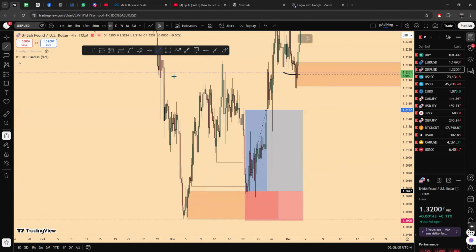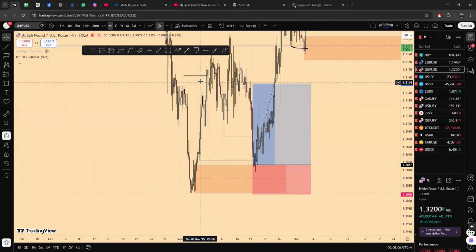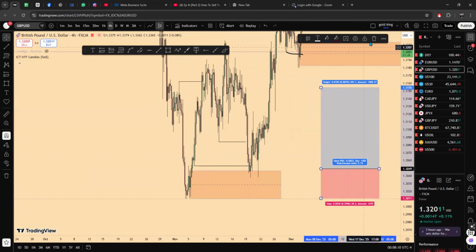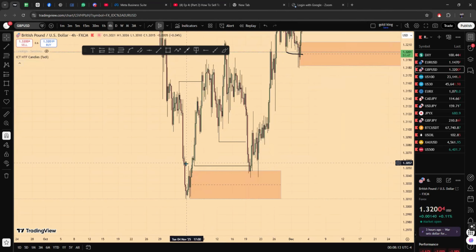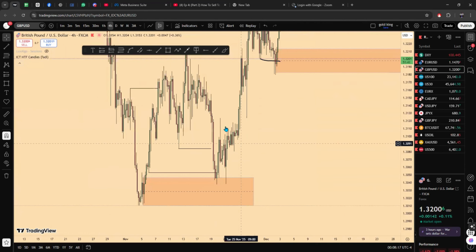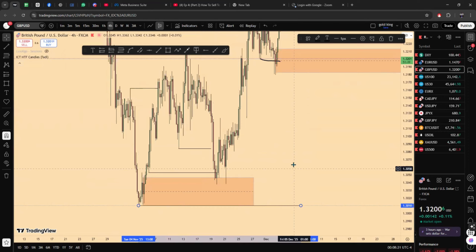You can also see that we had a very clear structure break and then that inducement. So in this case, we had inducement even before the break of structure. At the same time, if you had neglected this to be an inducement and also considered this to be too far, you would have been more patient here as well to see if price truly wants to take out this low or not.